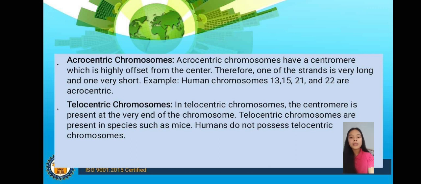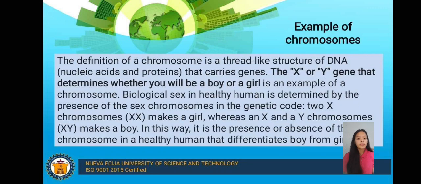So, let's just remember: metacentric chromosomes have the centromere present exactly in the center. In submetacentric chromosomes, the centromere is not present exactly at the center. And acrocentric chromosomes have a centromere which is highly offset from the center. Therefore, one strand is very long, while the other is very short. And last, telocentric chromosomes. The centromere is present at the very end of the chromosome. Next, let's proceed to the examples of chromosomes.